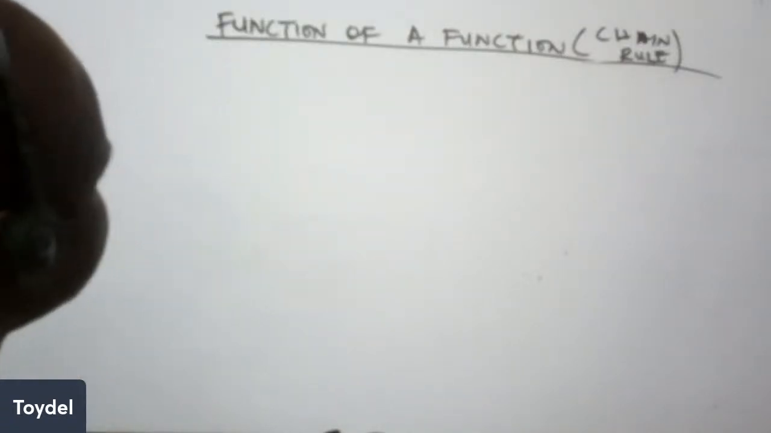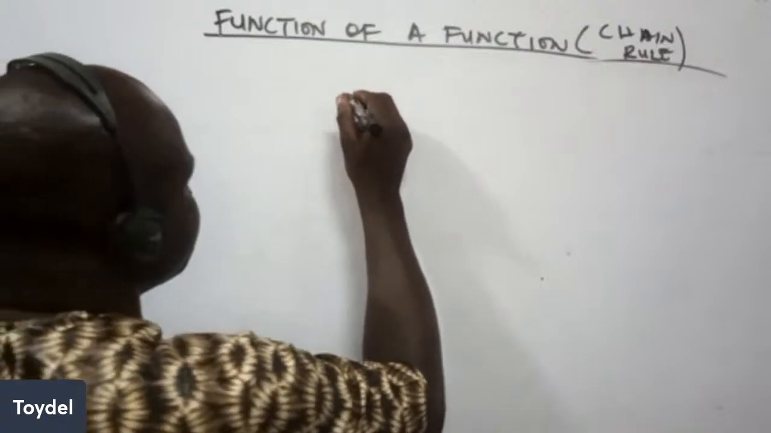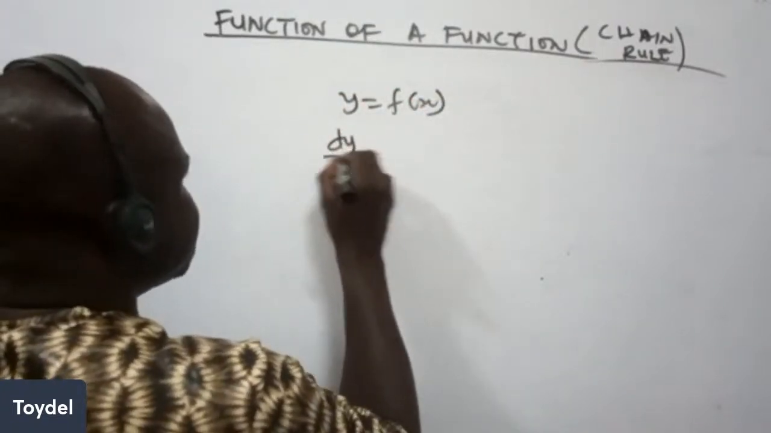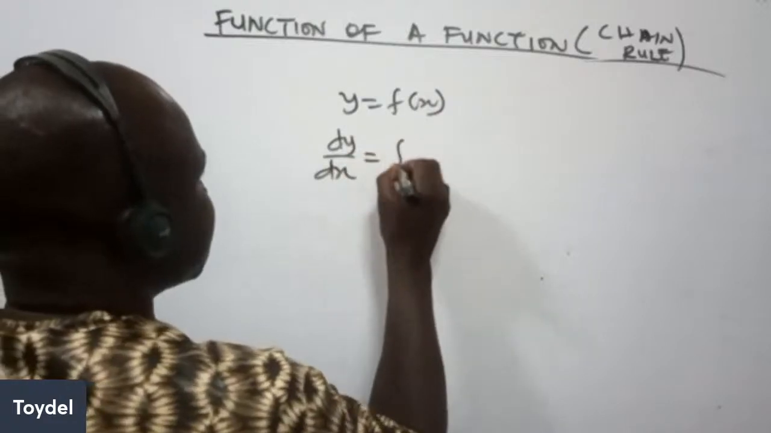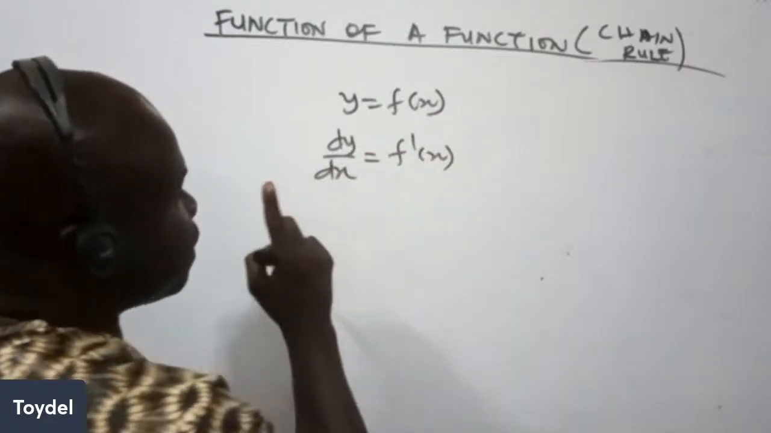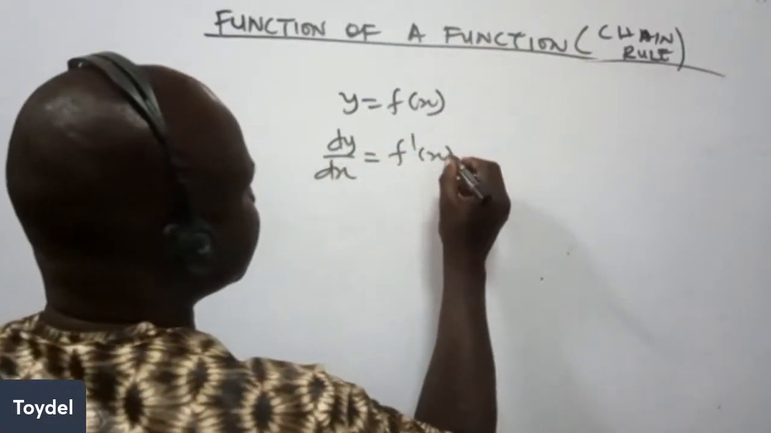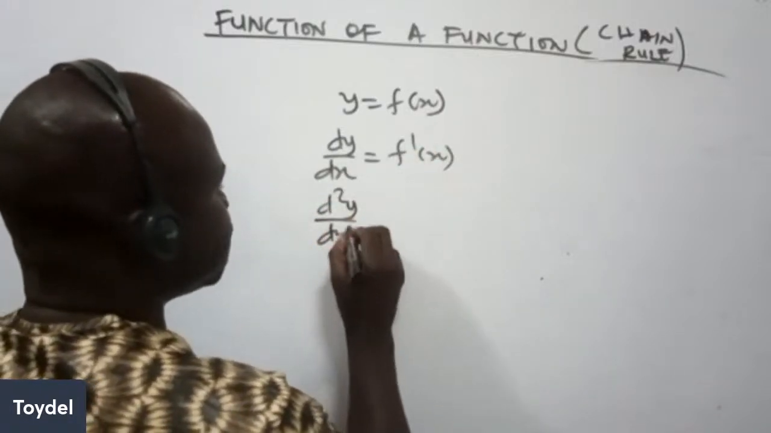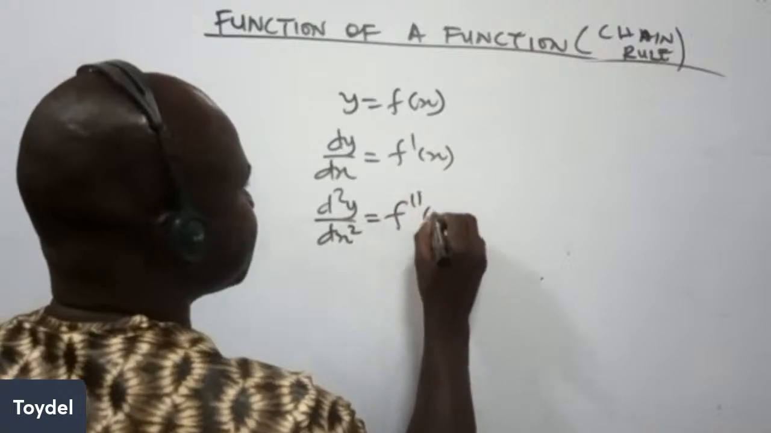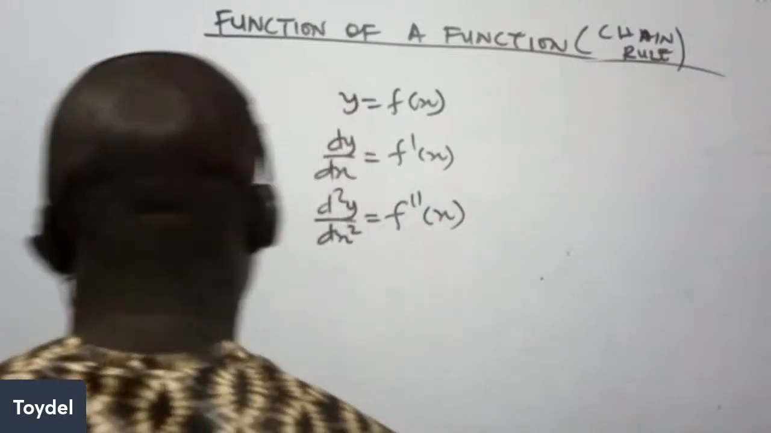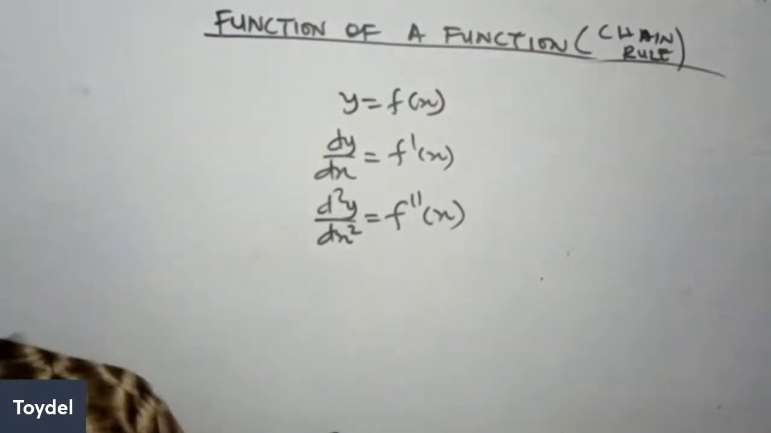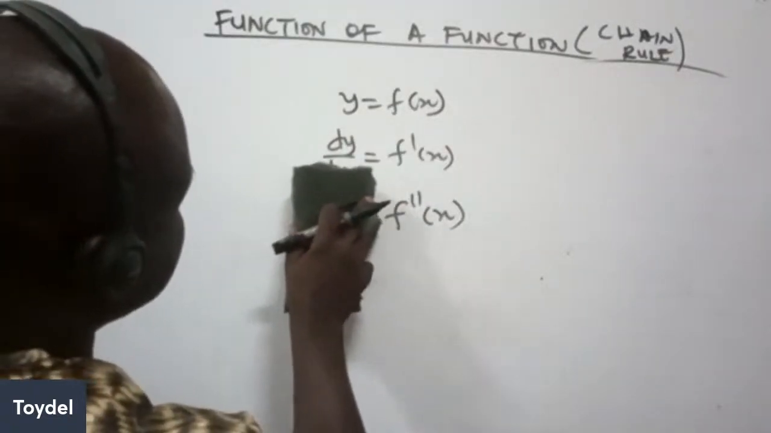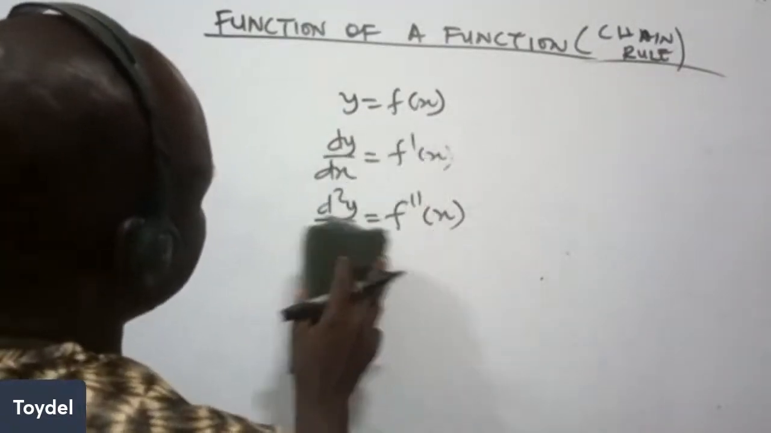When I introduced differentiation, I said if y is a function of x, then dy/dx, which is the same thing as f prime of x, simply means the first derivative. We can also have d squared y over dx squared, which is equal to f double prime of x. That's the second derivative. So if y is a function of x, the derivative is given as this, the first derivative, and this, the second derivative.